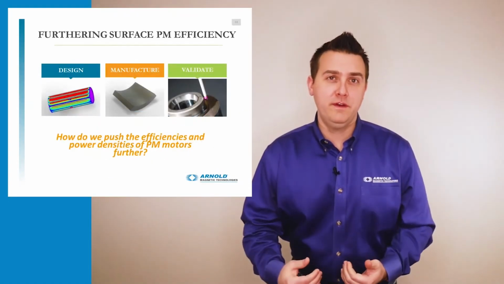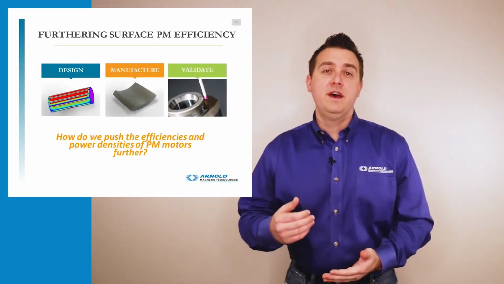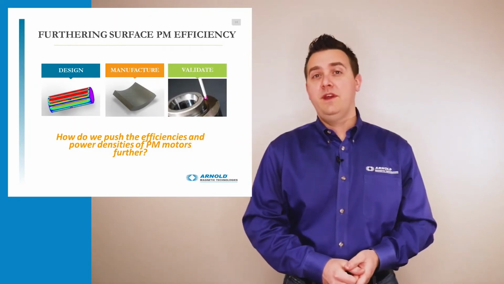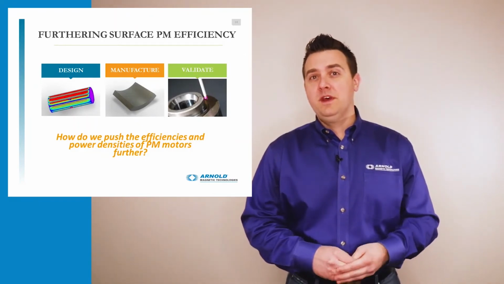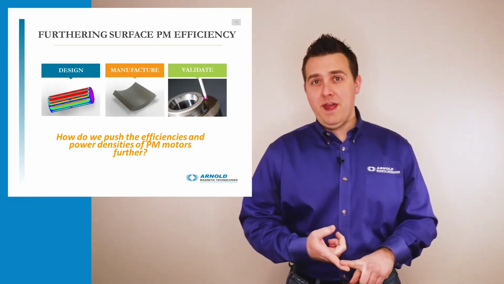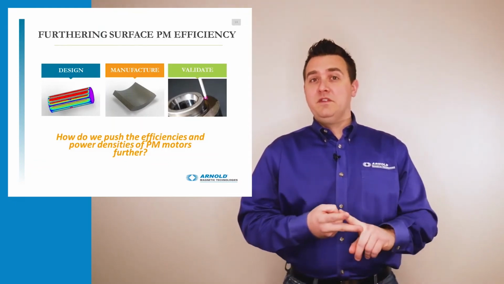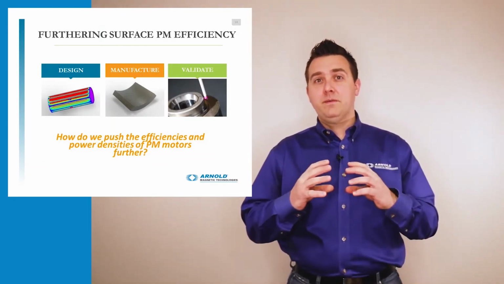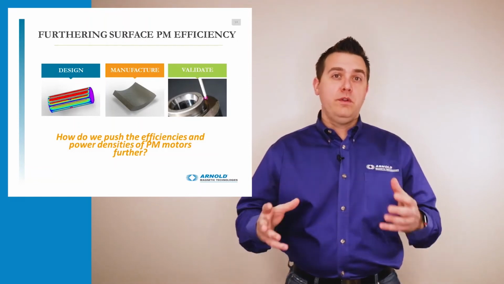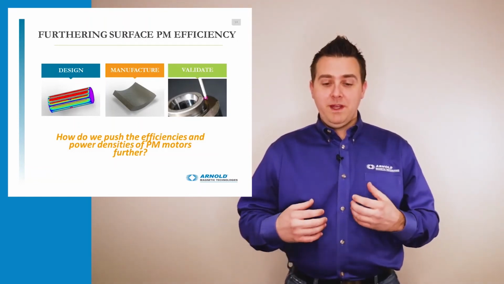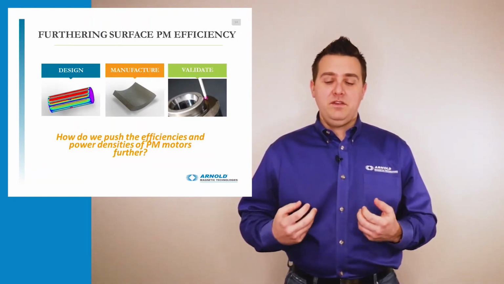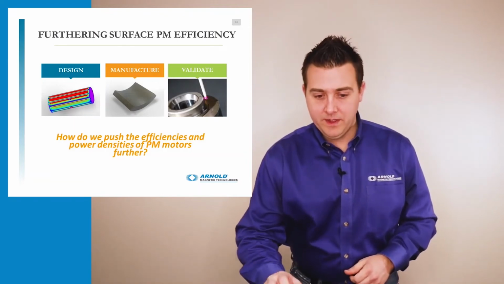How do we push the efficiencies of PM systems? How do we reduce those disadvantages of PM systems, such as temperature effects on the magnet, such as how do we retain the magnets on the surface of the rotor? How do we reduce joule losses on the rotor? How do we make those as power dense and as efficient as possible?